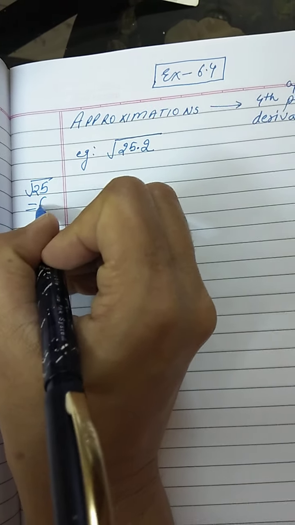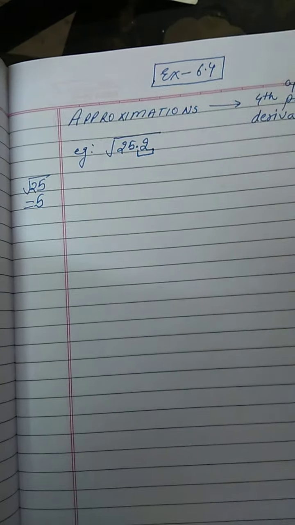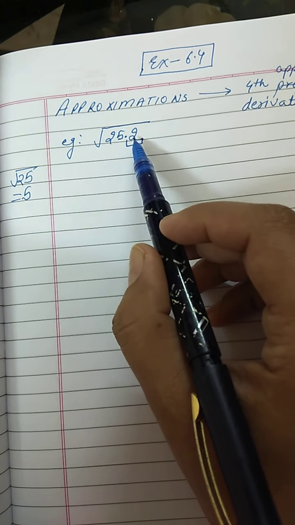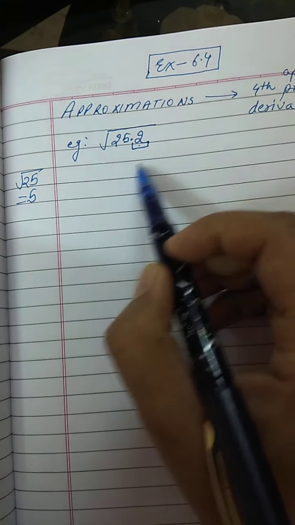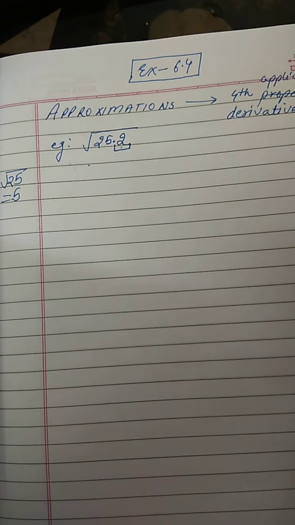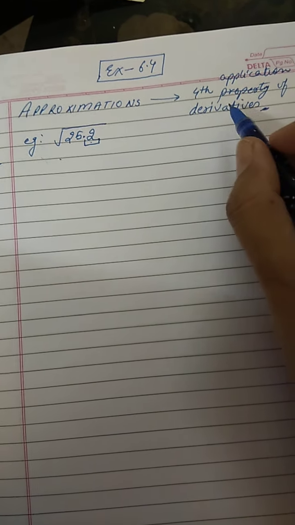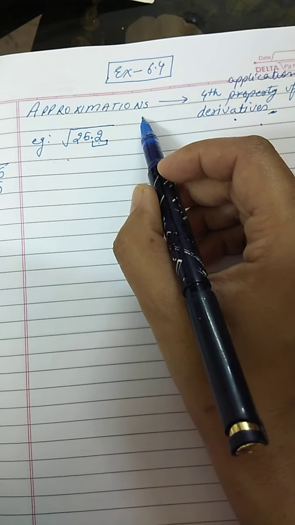Now we know the exact value of root of 25. What is that? 5. But this point 2 is the change or increment, right? So corresponding to this small change in the value of x, what will be the total change in the value of this number? This we will learn with the help of derivatives, and it is the fourth property or application of derivatives, that is called approximations. So let us make a formula.